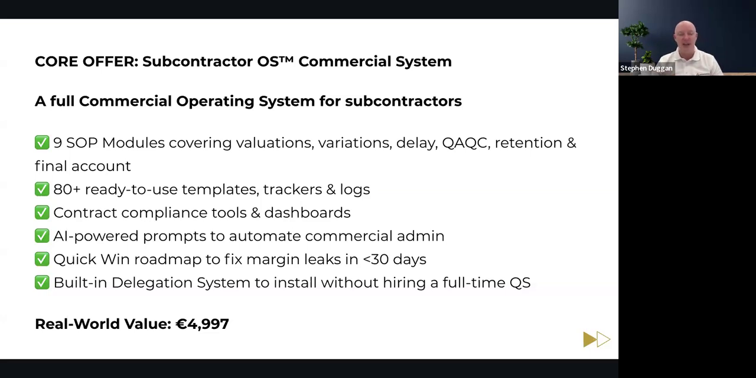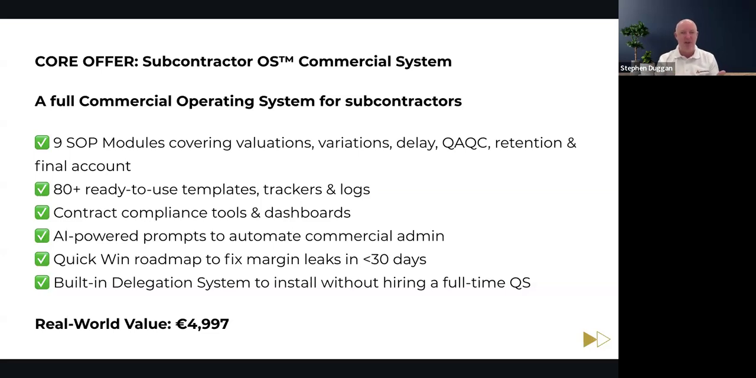So I built that in 9 standard operating procedures and modules. There are 80 ready-to-use templates, trackers, and logs. You can literally download this, put your own logo on it, and start implementing it in your business almost straight away. You're going to have contract compliance tools and dashboards. With this system, you can literally scour a contract in less than a minute using AI prompts to automate your commercial administration. The big thing that I've designed is a quick win roadmap.